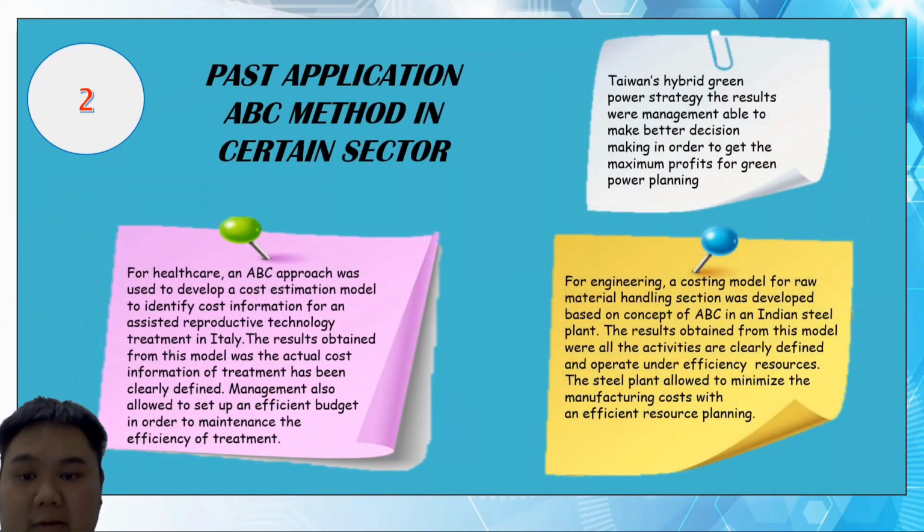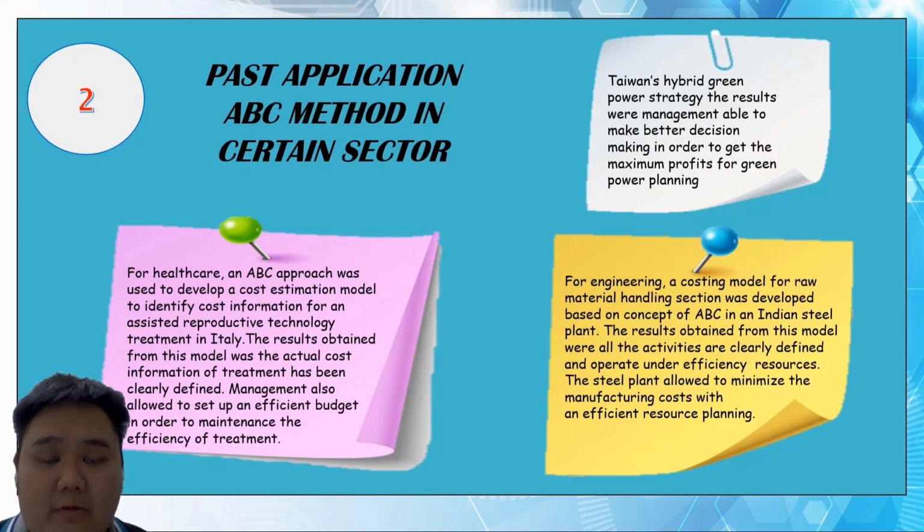The next section under the literature review is the past application of the ABC method in certain sectors. This section will show us the result after implementing the activity-based costing method in certain sectors. According to past research, after using the activity-based costing method, Taiwan Hybrid Green Power was able to make better decisions to get the maximum profit.